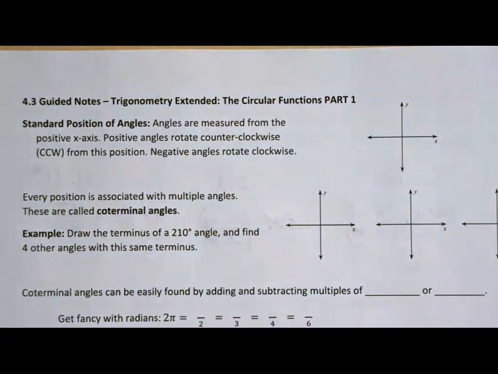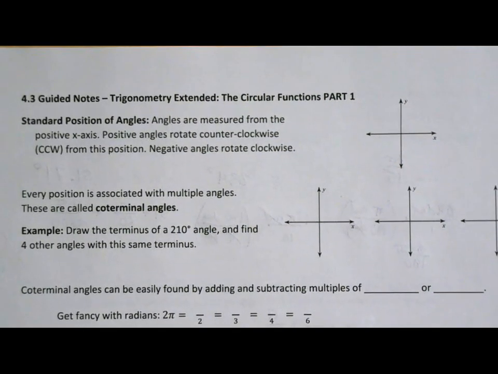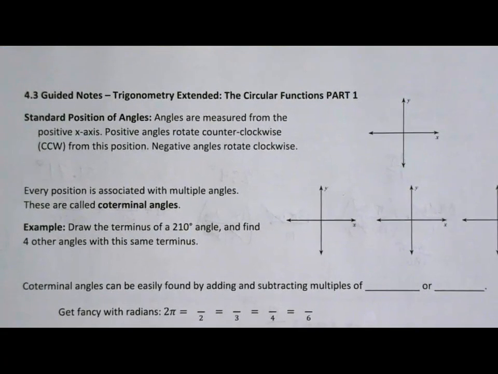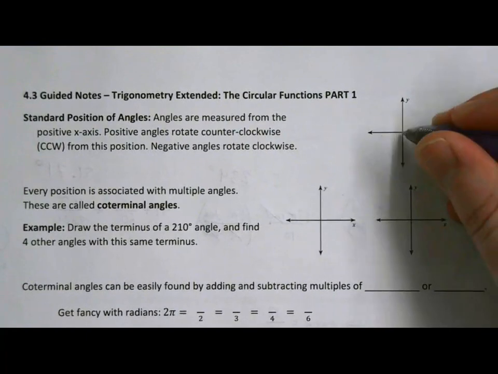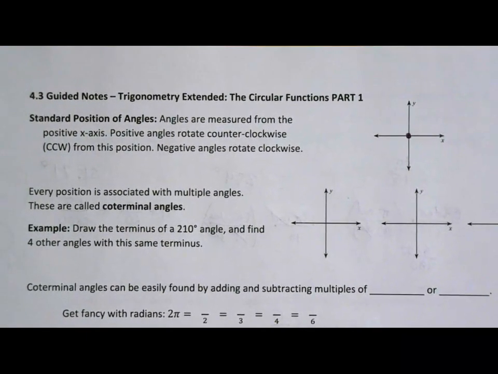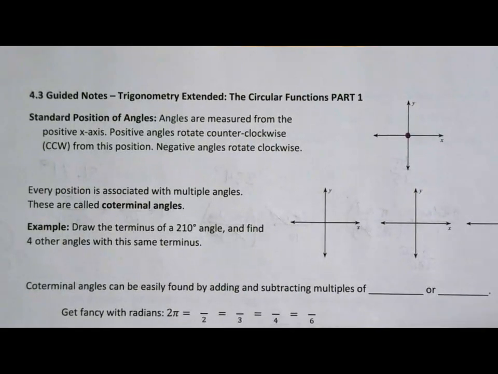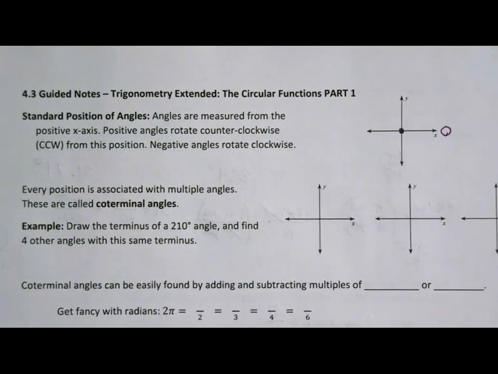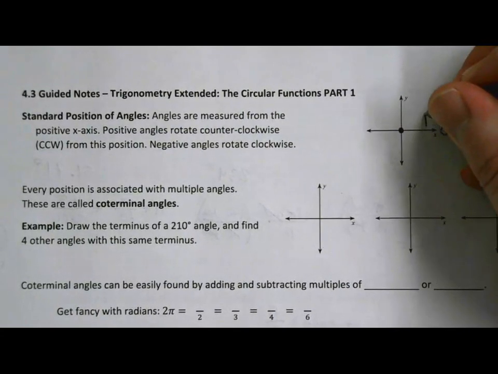Hey, did you guys learn about standard position of angles last year? No. Oh, well, let me show you. When we're dealing with an XY axis, we take the origin as the vertex of our angle. We measure a 0-degree angle as having a position at the positive x-axis. 0 is always going to be at the positive x-axis. And we measure positive angles going counterclockwise.